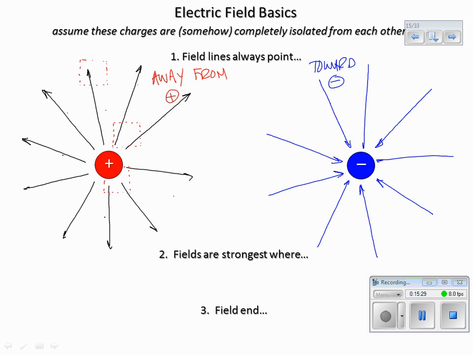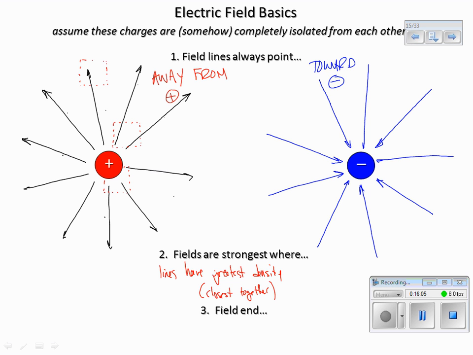So fields are strongest where the lines have the greatest density, or where they're closest together. We'll see from time to time some pretty crazy looking electric fields. You can tell where they're strong by where there are lots of lines packed closely together, and where they're weak, where the lines are spread far apart.